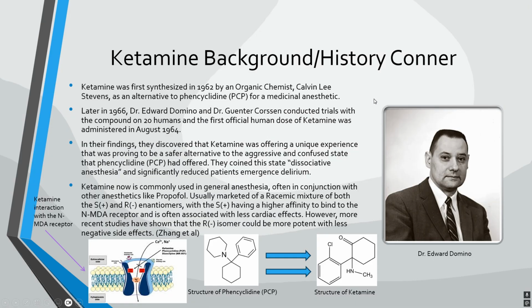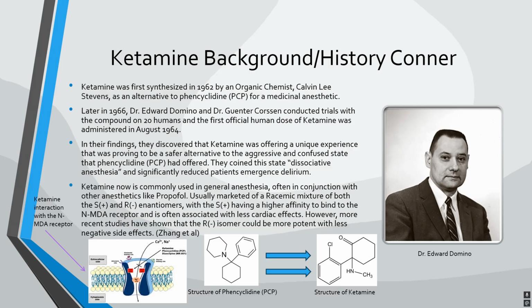Okay, some ketamine background and history. Ketamine was first synthesized in 1962 by an organic chemist, Calvin Lee Stevens, as an alternative to phencyclidine, or PCP, for medicinal anesthetic. Later in 1966, Dr. Edward Domino and Dr. Gunter Korsen conducted trials with the compound on 20 humans, and the first official human dose of ketamine was administered in August 1964. In their findings, they discovered that ketamine was offering a unique experience that was proving to be a safer alternative to the aggressive and confused state that phencyclidine had offered. They coined this state dissociative anesthesia and significantly reduced patients' emergence delirium.